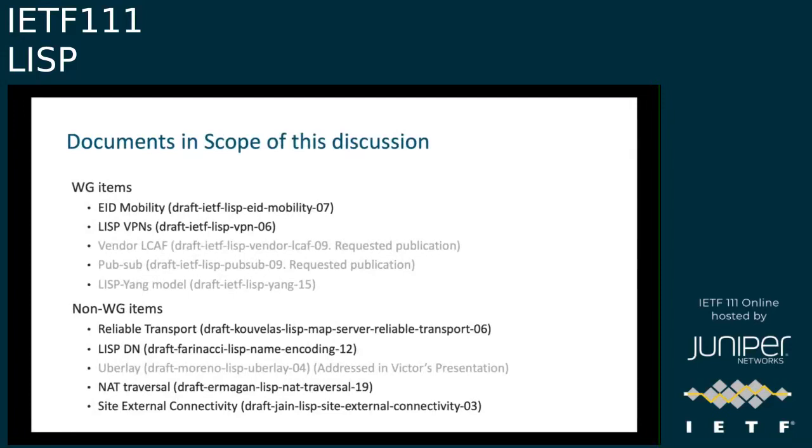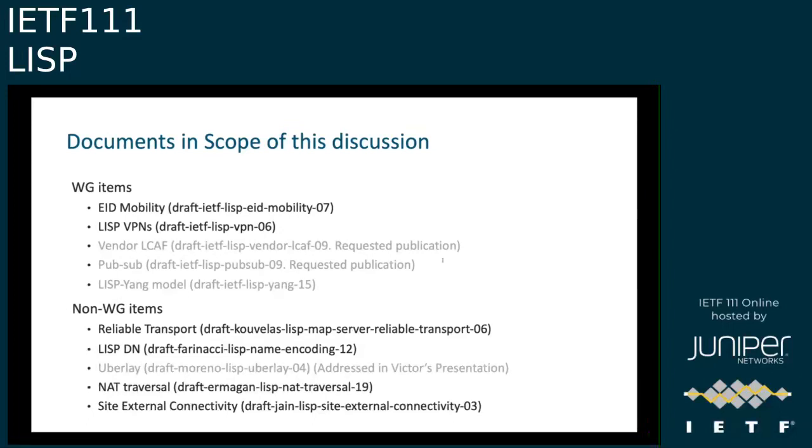So this is a short list of all the documents that we found, right? On the working group item bucket list, the two most important ones are EID mobility and Lisp VPNs. I'll go through them next. There are some other documents like vendor LCAF, PubSub, but these are already requested for publication. And if I understood well, Lisp Yang model will also be in that list soon enough. So I'll skip talking about them today.